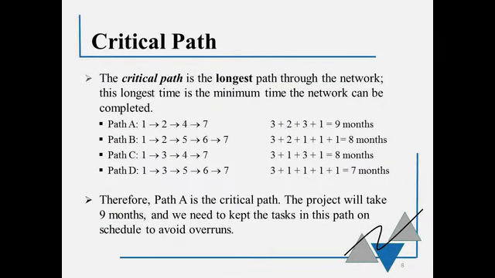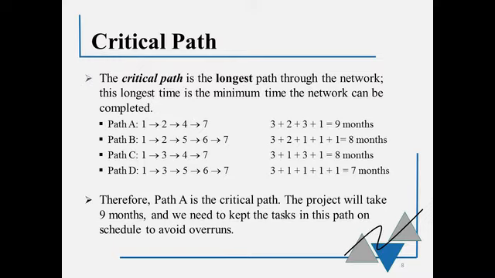Another definition, and this is an important one. The critical path is the longest path through the network. And so that's how much time it's actually going to take to do whatever it is you're trying to do. So in this case, we're trying to build a house. So if we take all the paths from 1 to 7 and we calculate how long it will take, that longest path is going to take 9 months. So that's how long it's going to take us to build the house. And that path, that longest path, that is called our critical path.